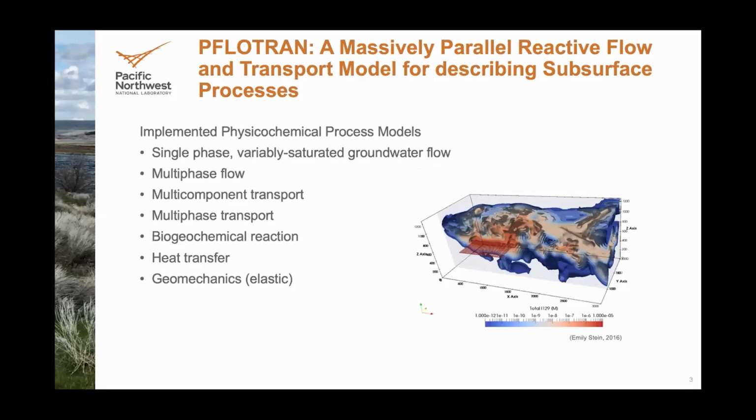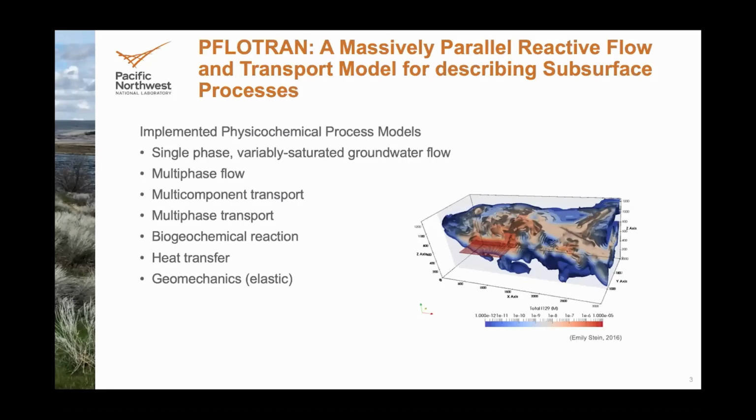There are multiple processes implemented in Flotran. For example, single-phase variably saturated groundwater flow or multi-phase flow. Multi-phase here means gaseous phase and aqueous phase, for example, the air and water flow in the porous media. These two processes can be simulated independently or combined with other processes such as multi-component transport or heat transfer.